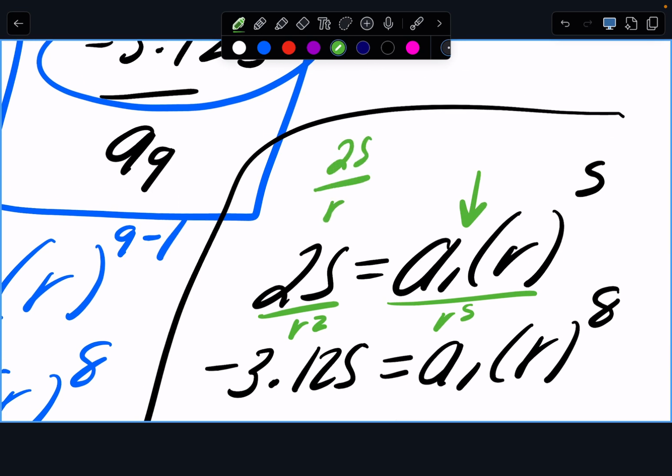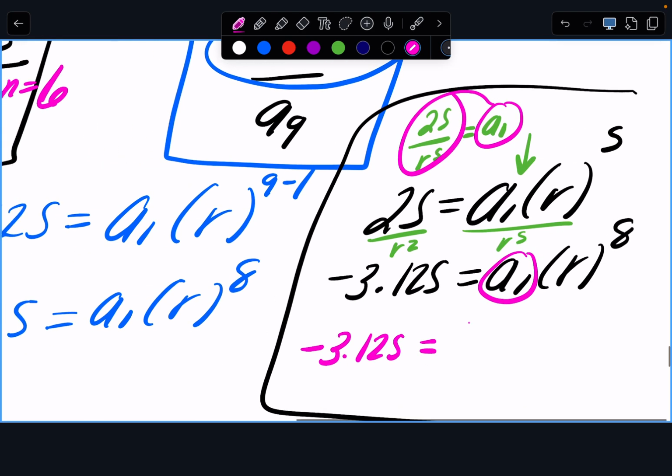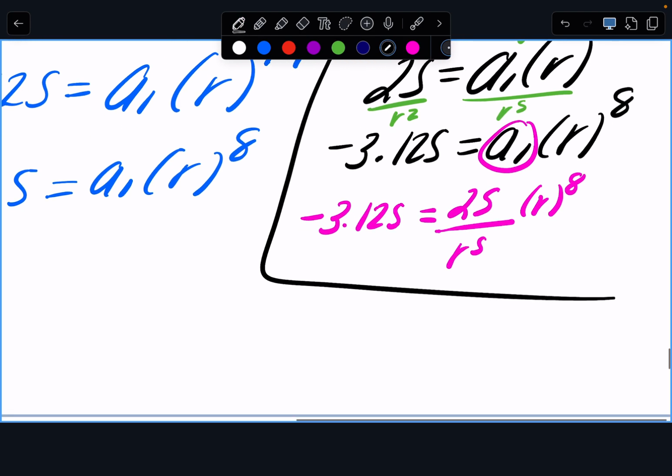So now we have this. 25 divided by r to the 5th is a sub 1. We then are going to replace a sub 1 with that. So we have negative 3.125 equals, instead of a sub 1, we're putting 25 over r to the 5th. This is actually pretty easy. Watch. Well, look, that's actually really easy.